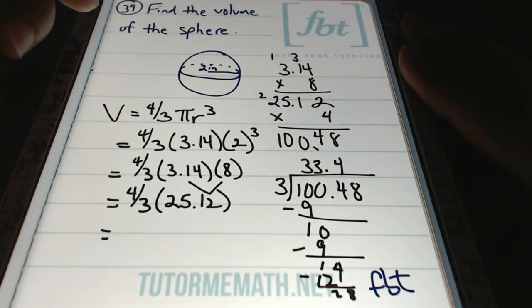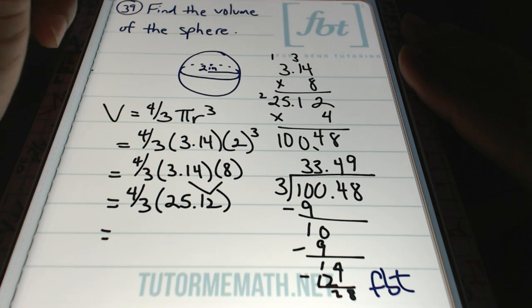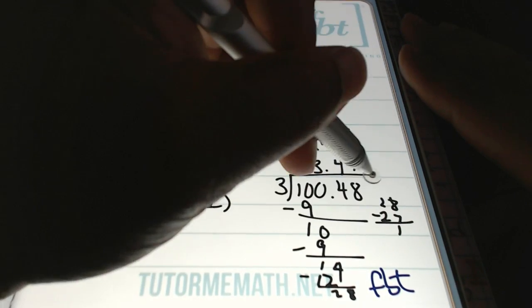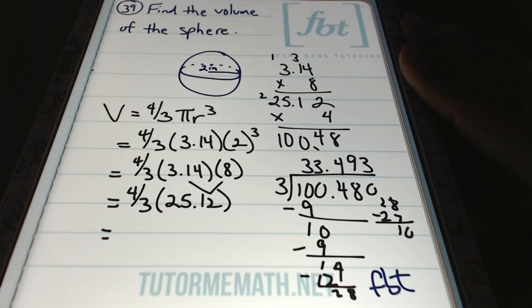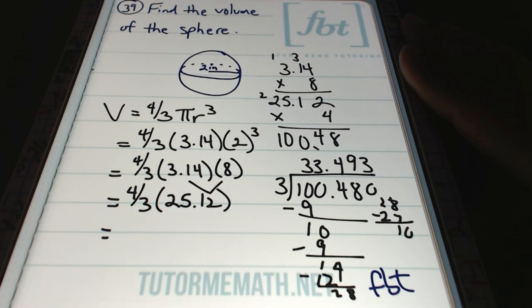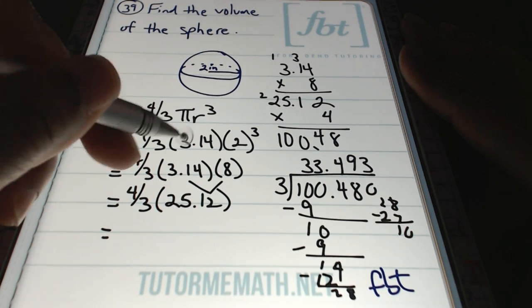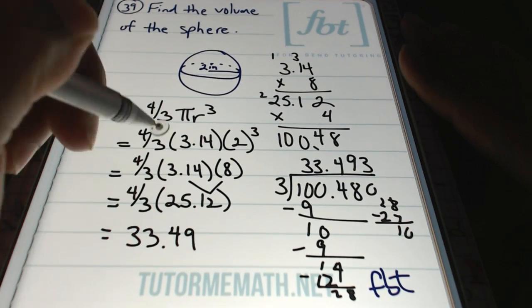Then we have 3 going into 28. That'll be 9 times, right? And then that'll be 27. So you'll have 28 minus 27. You'll have a 1. You can add a 0 there, guys, and then you'll have a 3. I said that we were going to round to the nearest hundredths place, so that's why I needed to go to the thousandths place in my long division. Rounding this to the nearest hundredths place, we'll have 33.49.